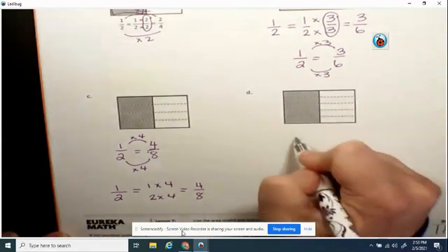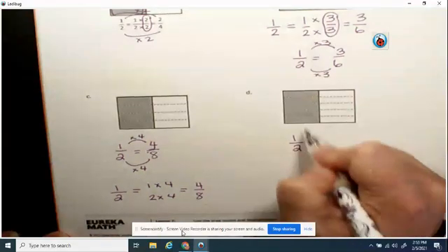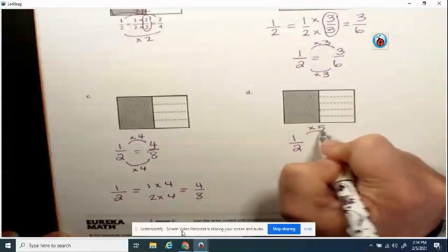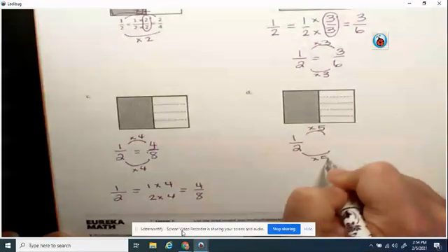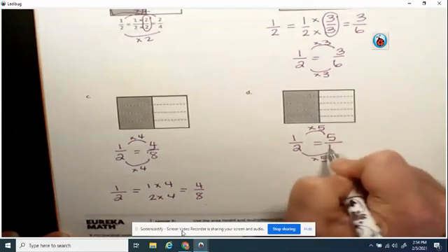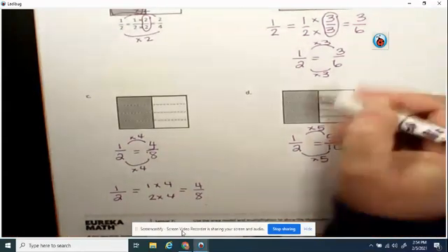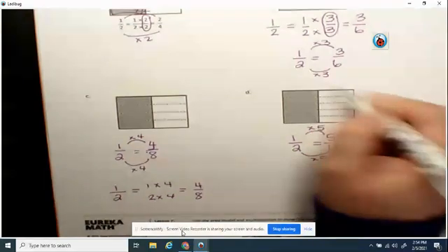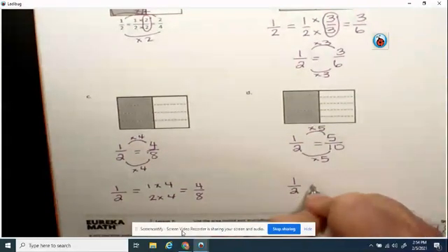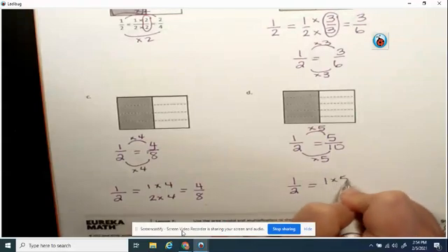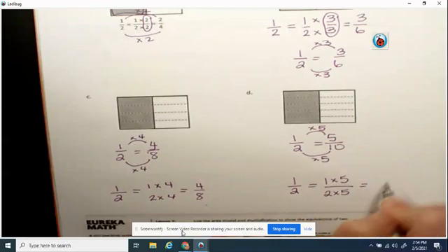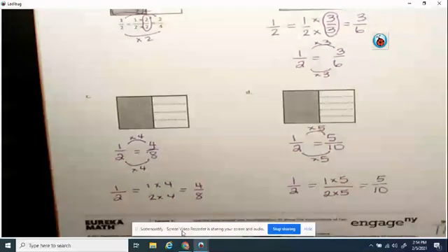Here we have 1/2 again, but this time we did 1, 2, 3, 4, 5 pieces. If we have 5 pieces, we're multiplying by 5. So 1/2, 1 times 5 is 5, 2 times 5 is 10. 1/2 is equal to 5/10. If I count it 1, 2, 3, 4, 5 out of 10, that is correct. Come down here, write it the other way. 1/2 is equal to 1 times 5 and 2 times 5, just 5/10. Okay?